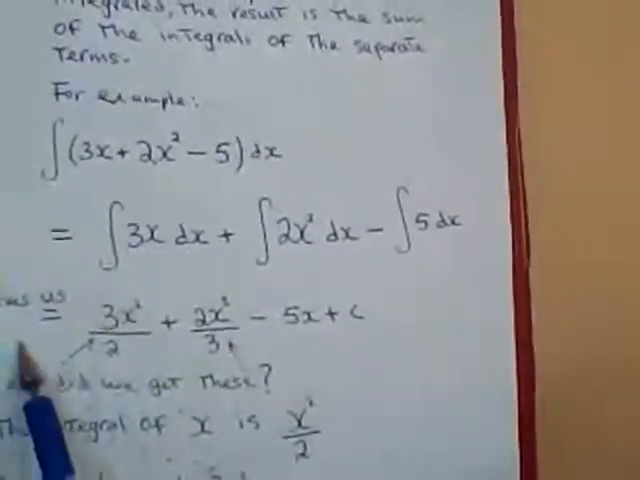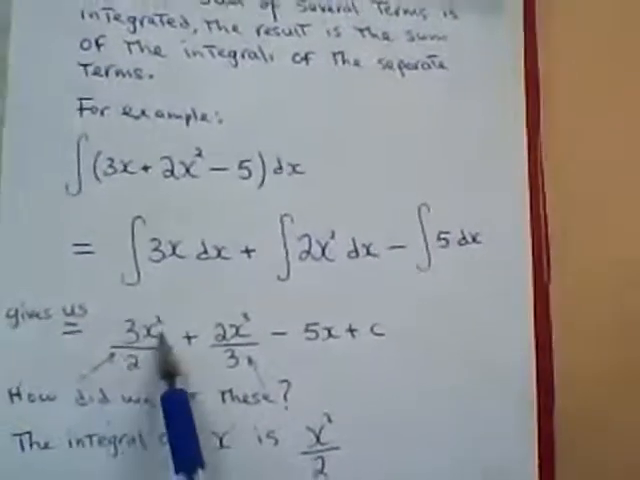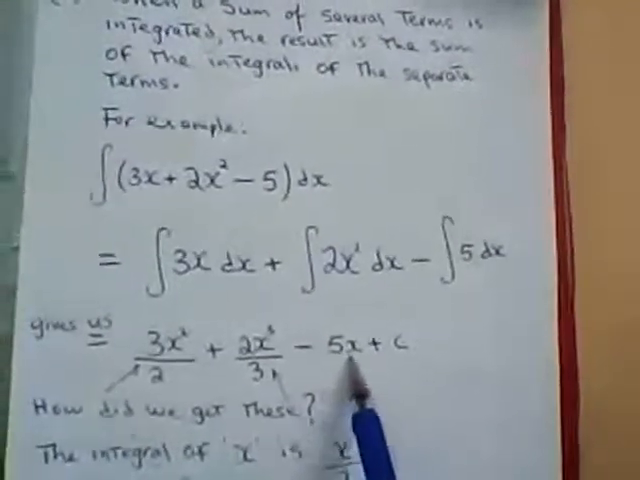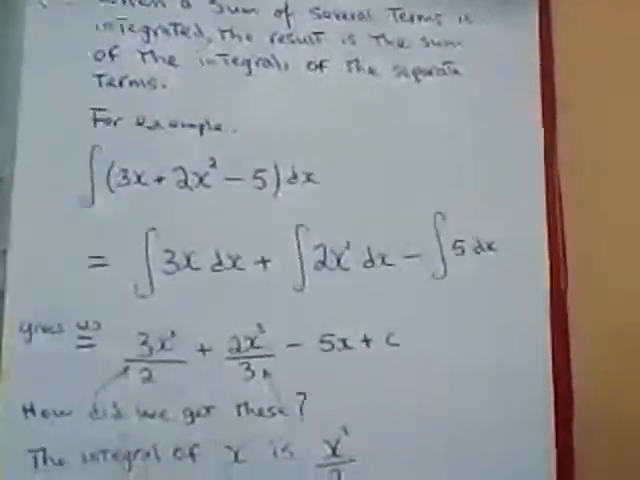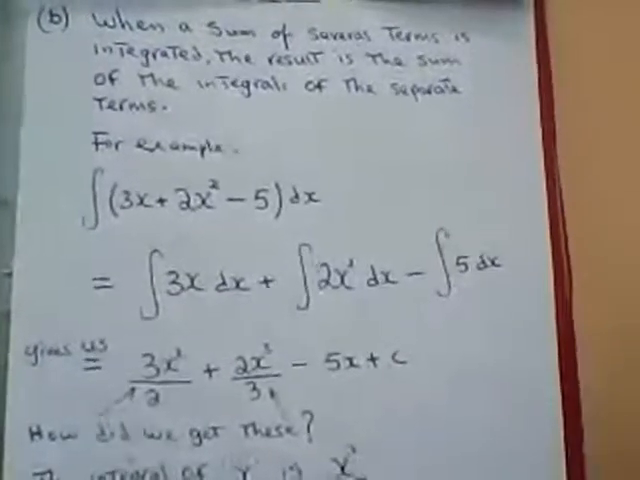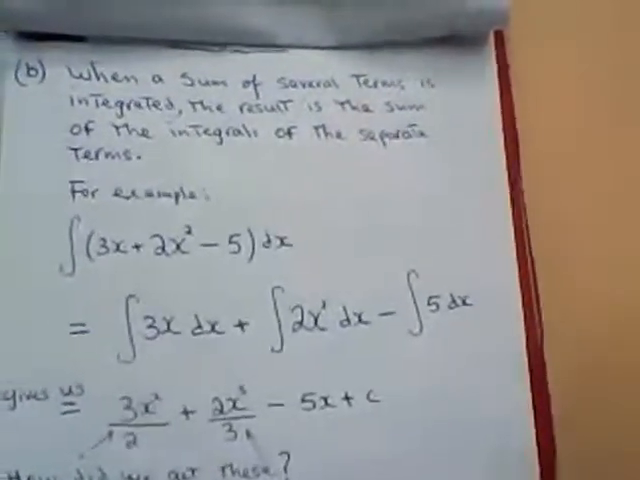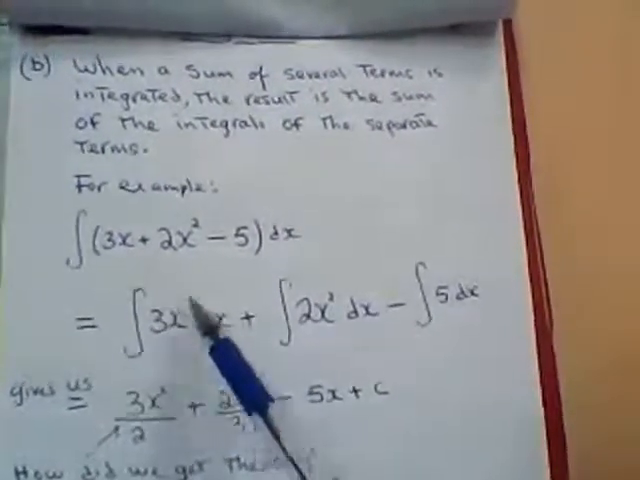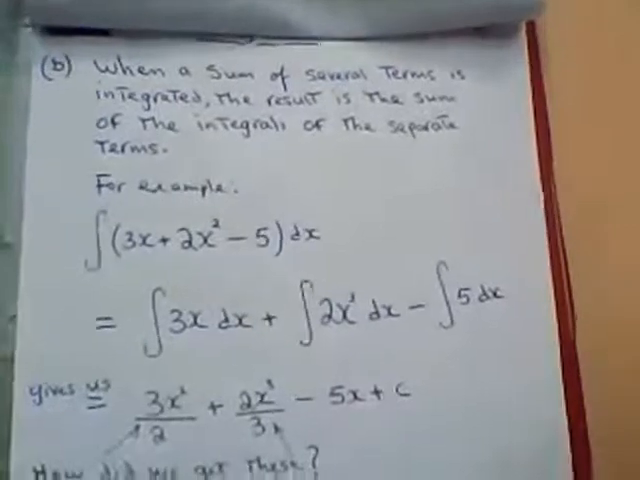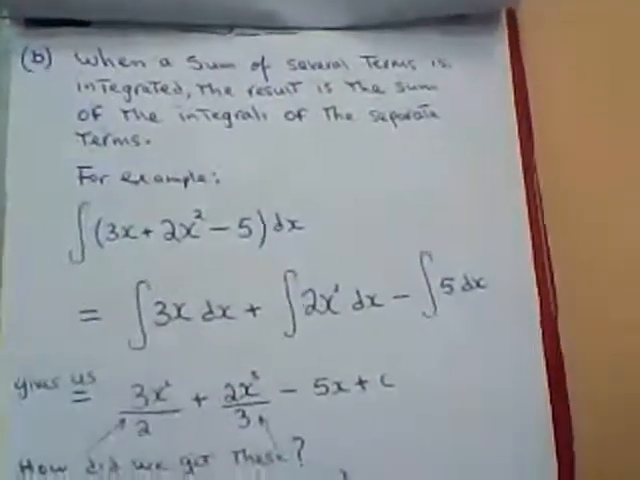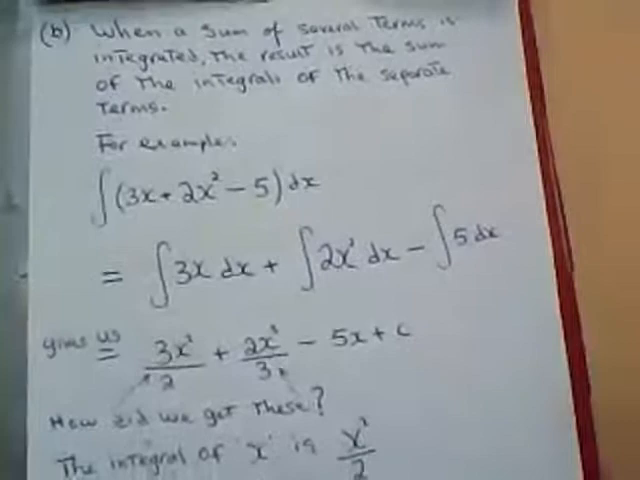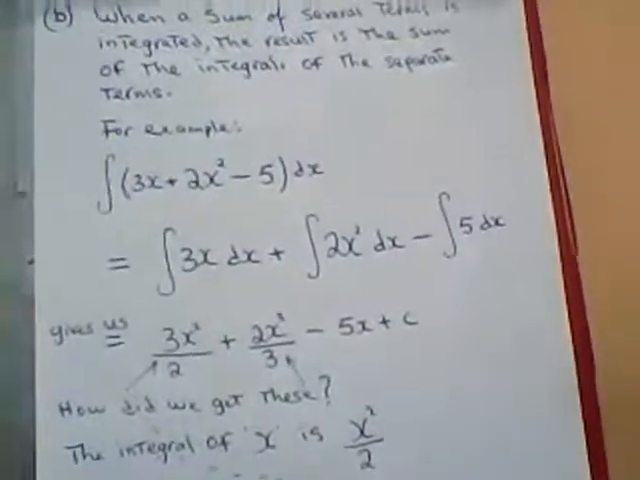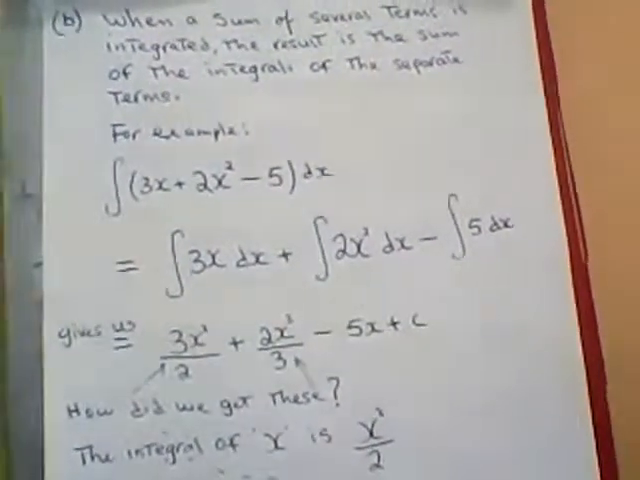Now, this gives us 3x squared over 2 plus 2x cubed over 3 minus 5x plus c. How did we get these? The integral of x is x squared over 2. This then becomes 3x squared over 2. You're going to see why this has become this by applying the rule. The integral of x squared is x cubed over 3. This then becomes 2x cubed over 3.